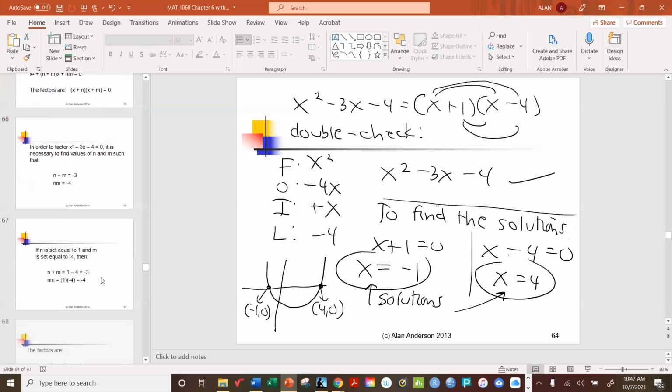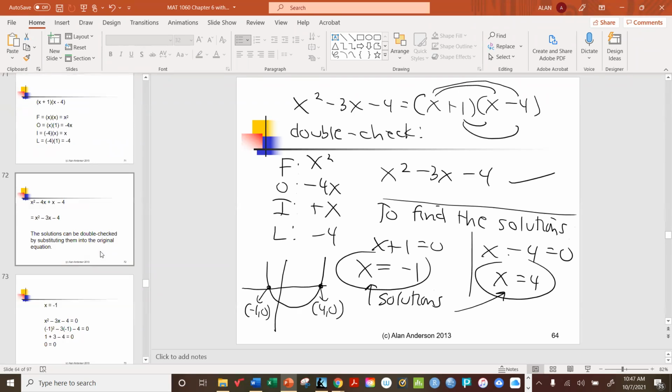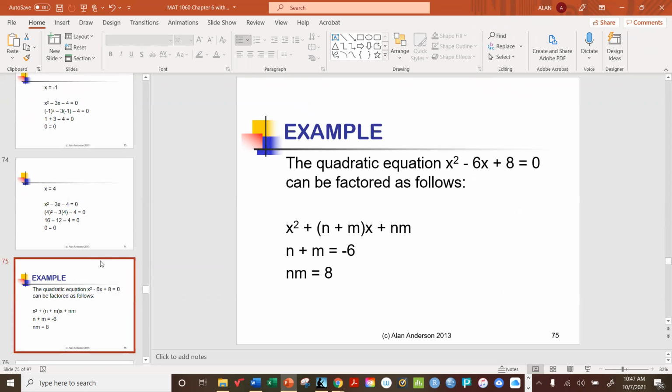Now let's see. Do I have another one? Yes. Let's try this one. So x squared minus 6x plus 8 equals 0. And so again, we'll write this out in the general form, which means that we're looking for two numbers. The product is 8, but the sum is -6. So let's find them.